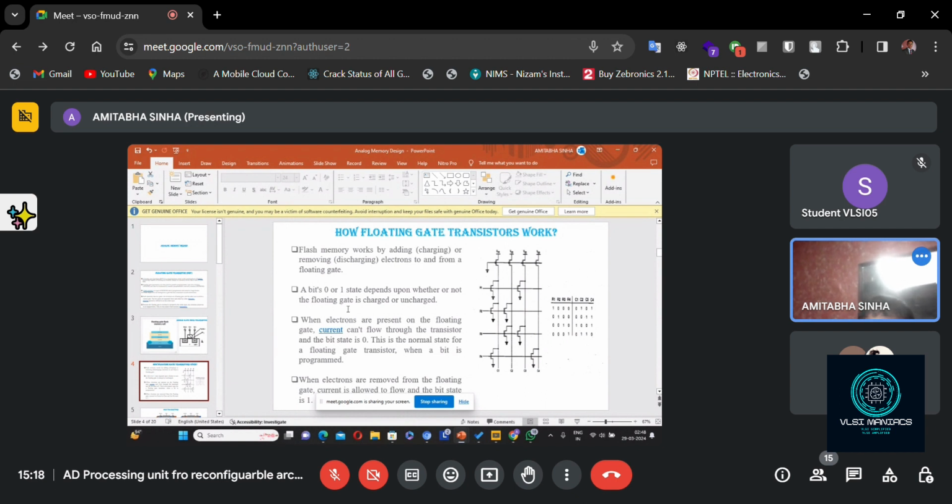So when electrons are present on the floating gate, current cannot flow through the transistor because they exert a force in the opposite direction. So the bit state is 0. And the reverse also holds: when the electrons are removed from the floating gate, the current is allowed to flow and the bit state is 1. So depending on the condition of the floating gate, whether there is charge or not, we can consider the state 0 or 1.